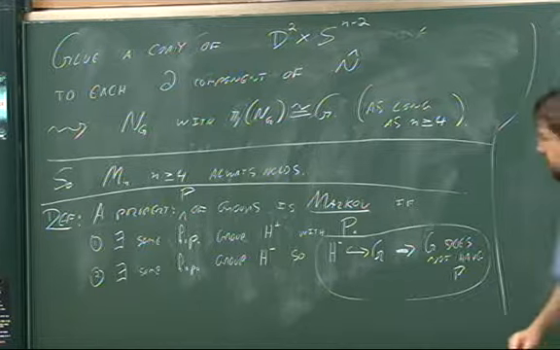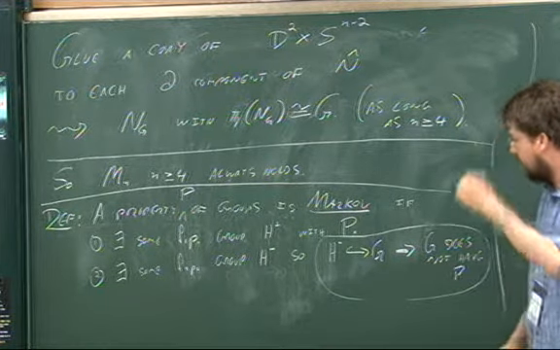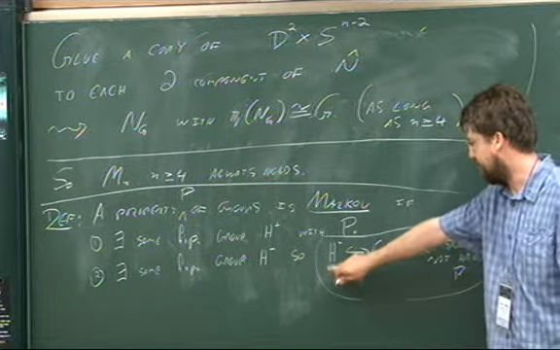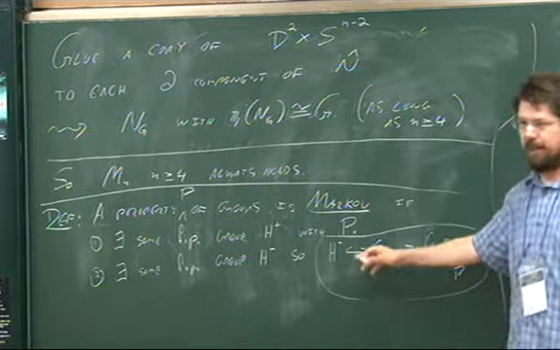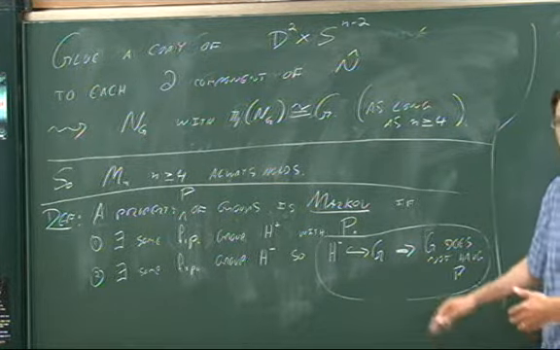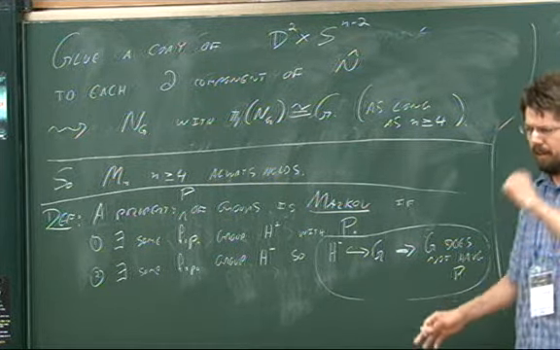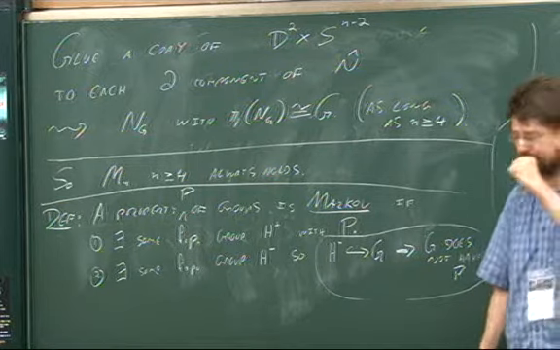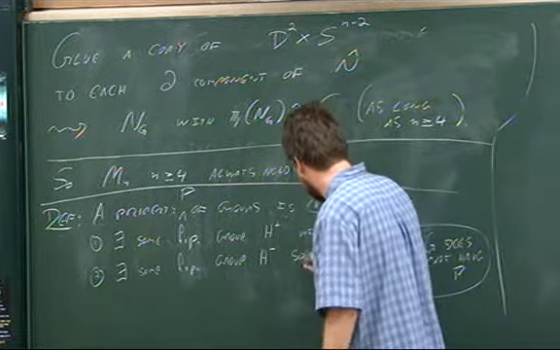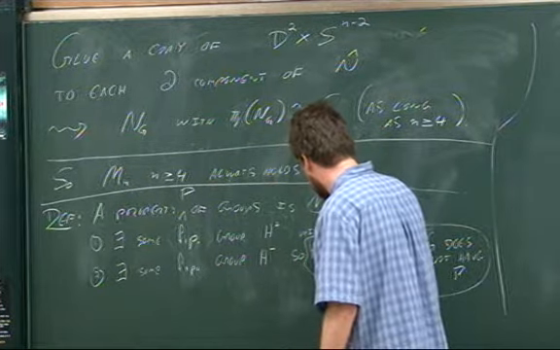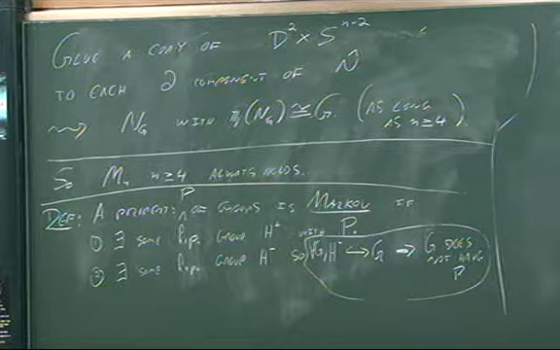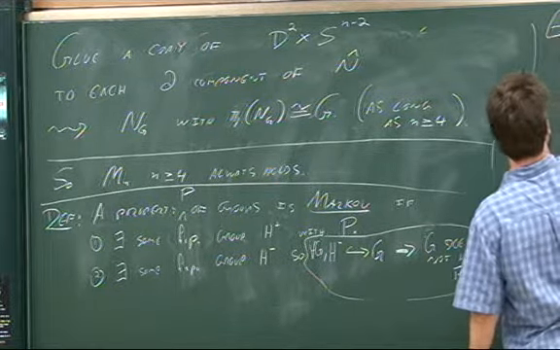What's that? H minus n? No, this is supposed to be H minus embedding in G implies that G doesn't have the property. Yeah. Maybe I should write that. Maybe I should just give an example to make this clear.